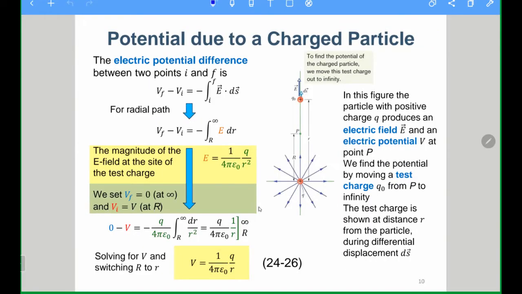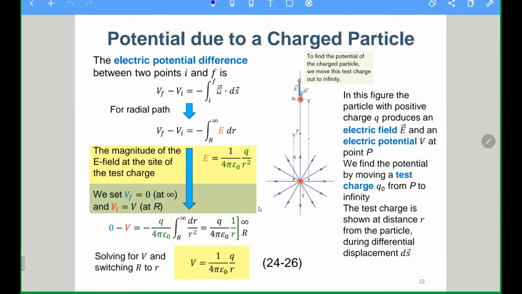Okay, so next we consider the potential due to a charged particle. Here we also use the same formula, which is delta V equals negative of the line integral of the E field.